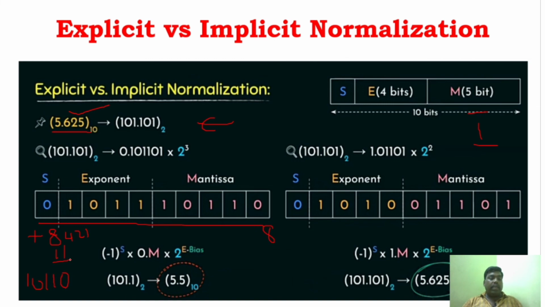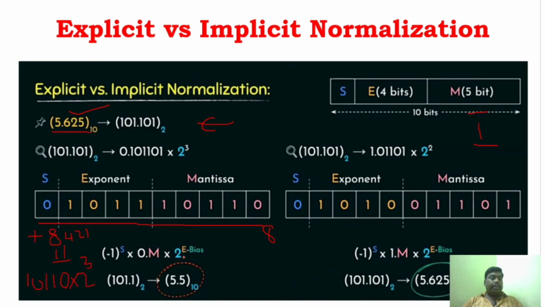And what is the bias value here? It's 8. We know that this is the formula: exponent value minus bias, that is the original exponent. Because in the exponent, what we are doing is adding the bias value and representing the exponent. So in order to decode it, we have to remove the bias value. The exponent value is 11. 11 minus 8 is 3, correct? So it's 2 to the power of 3.